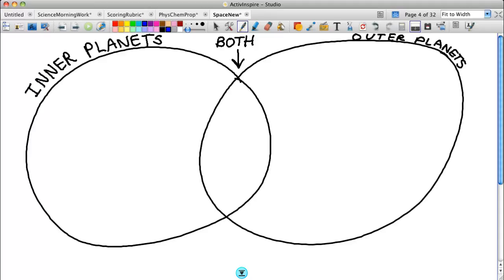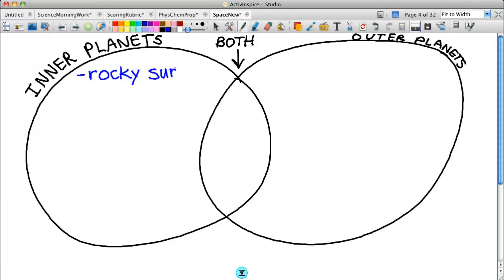Tell me one thing, Hayden. Use the chart, yeah. Let's put those things from the chart into our Venn diagram. So tell me one of the things. The inner planets have a rocky surface. Yes, the inner planets have a rocky surface. Now I'm going to put a little hyphen beside it, to act as a bullet.